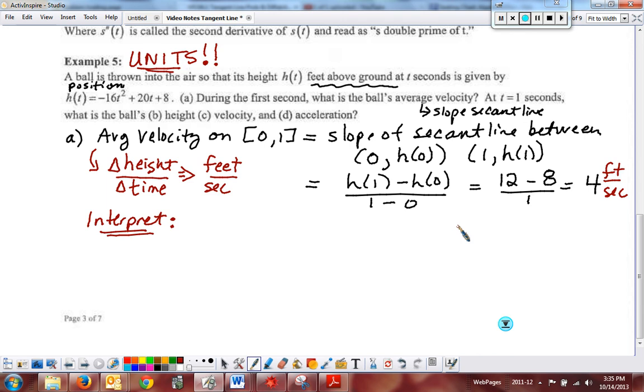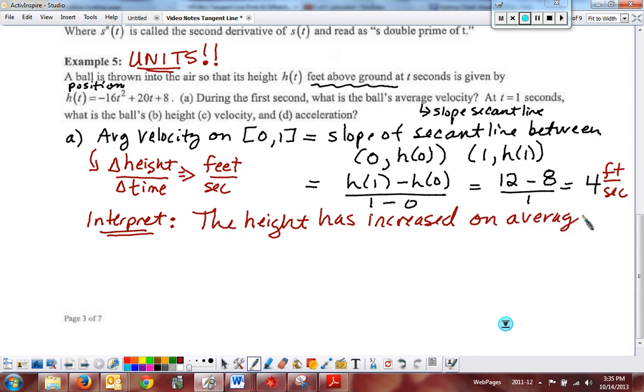Well, because it had a positive slope secant line, on average, over the first second, it's going to be increasing. So our interpretation, what they're going to expect you to put down, if they say find the average velocity and interpret, you're basically going to say something along the lines of: the height has increased on average by 4 feet per second during the first second.